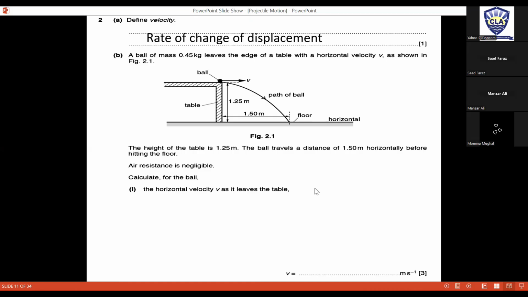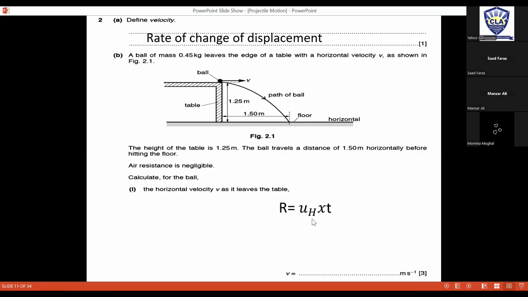Now observe, the object is thrown horizontally with the velocity v. This is its horizontal velocity. It is now moving vertically as well, 1.25 meters, and as it falls down, it is also moving horizontally. Only time will be common. So I know the horizontal distance, but I do not know the horizontal component velocity. I know the vertical distance, so I can use the vertical distance to determine the value of time.